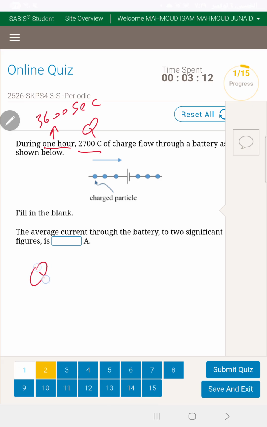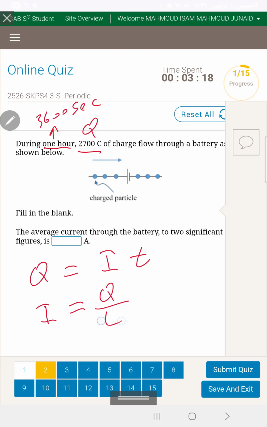So we want to find the current. Q is equal to IT, or if you rearrange the formula, I equals Q over T. So Q is 2700 divided by time, which is 3600. Then use your calculator to find the answer: 0.75. We want the answer to 2 significant figures, so we keep it 0.75.